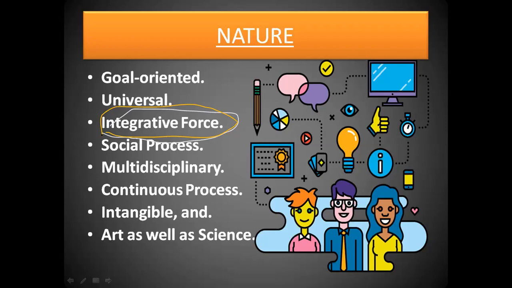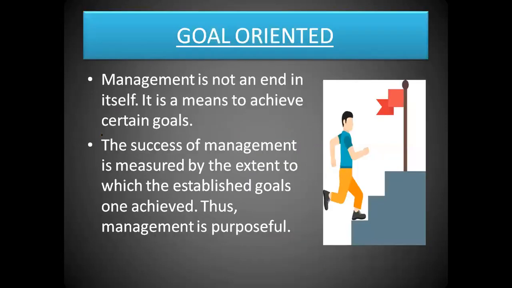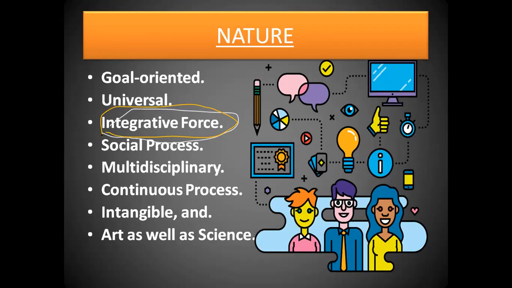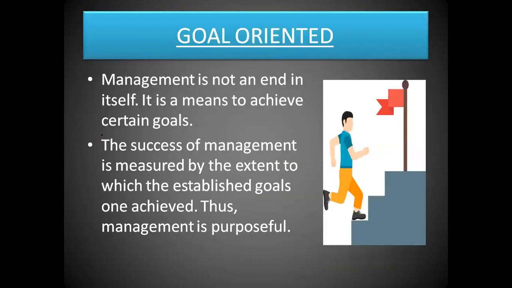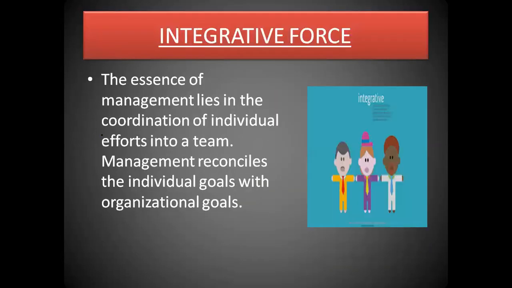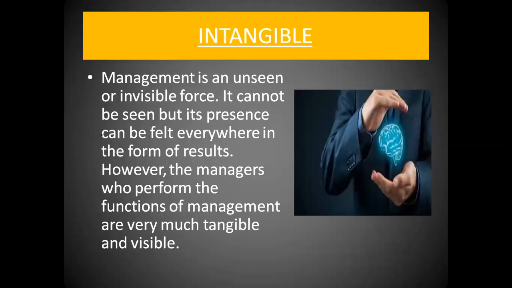Next thing is it's intangible, you cannot see it. Tangible is something which can be seen, and intangible means something which cannot be seen. So it's intangible, which means that you cannot see it. The essence of management, management is an unseen or invisible force. It cannot be seen, but definitely its presence can be felt everywhere in the form of results.